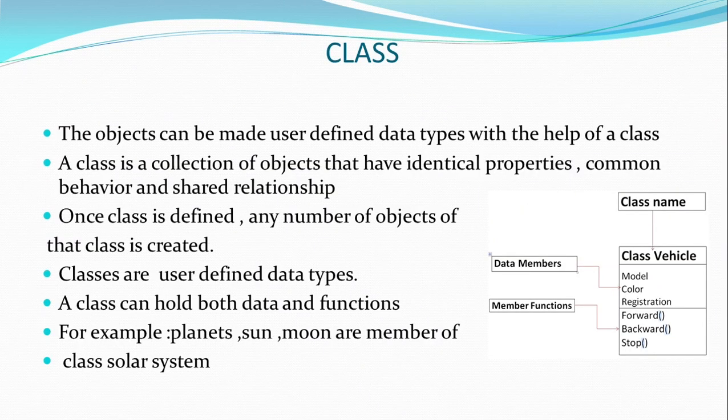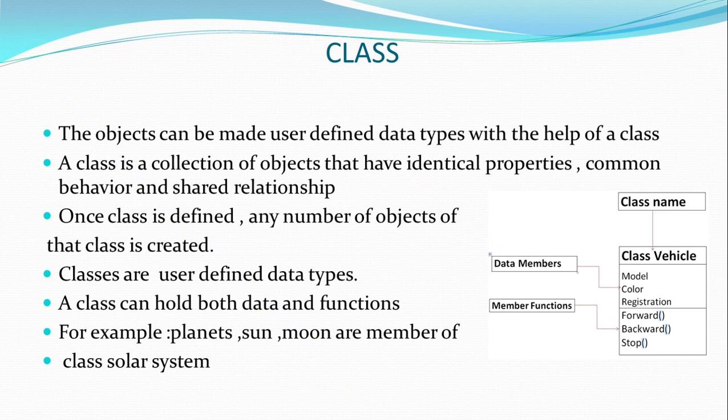Now first we can talk about classes. What is a class? Class needs inside some objects. That is, the object can be made user defined data types with the help of class. Class is a collection of objects that have identical properties, common behavior, and shared relationship. What it means is class contains inside many objects, so it has many data members and the member function.